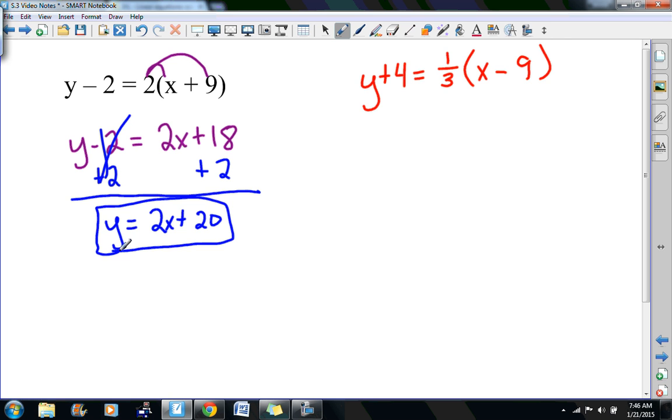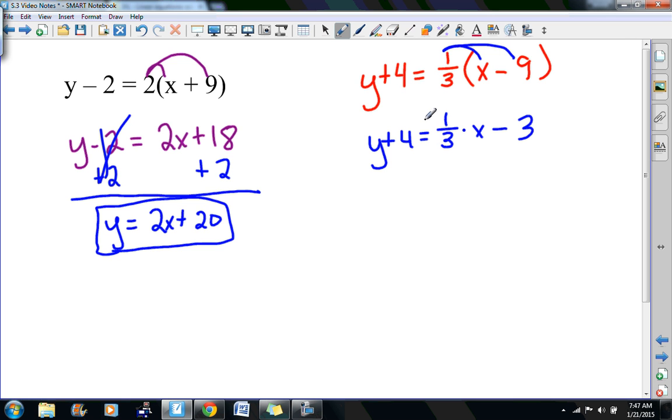Now, since you're an 8th grader, you see the fraction on the right side and you're going to panic, think it's horrible, but it's really not. We're going to take this 1/3 and distribute it into both terms in the parentheses, right there and right there. So the left side is going to stay the same. y plus 4 is equal to 1/3 times x minus, and what's 1/3 of 9? That should be 3.